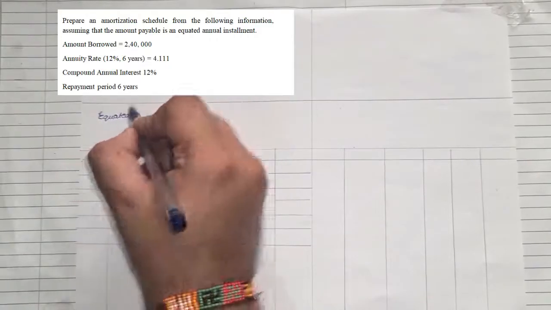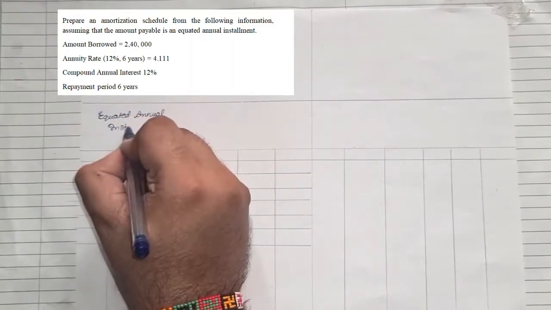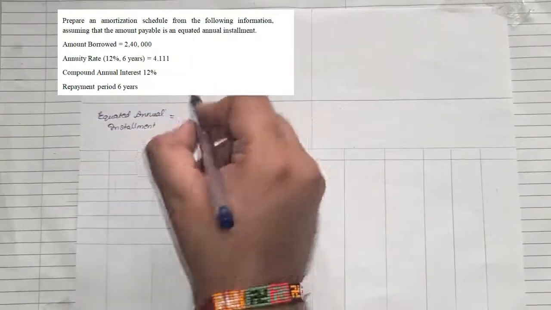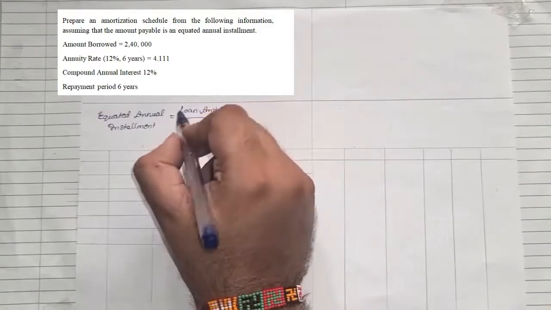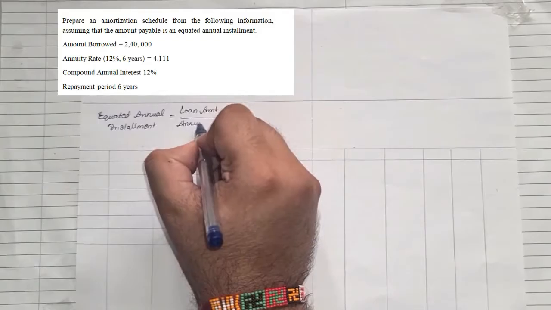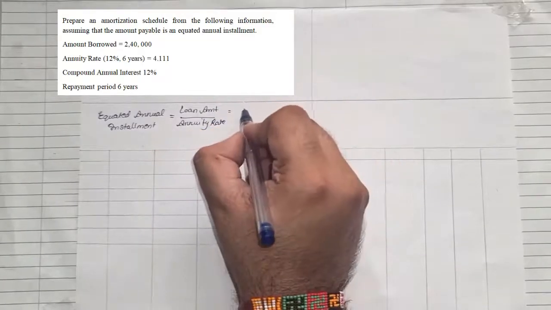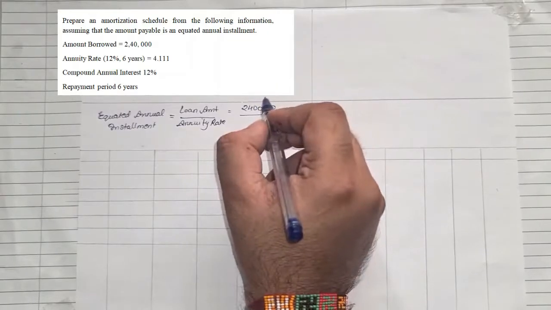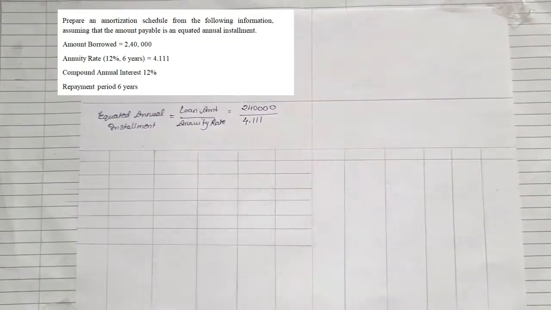Equated annual installment is equal to the loan amount upon the annuity rate. Now in this sum, the loan amount was 2,40,000 and the annuity rate is given as 4.111. Now in this sum at least they are giving you the annuity rate.